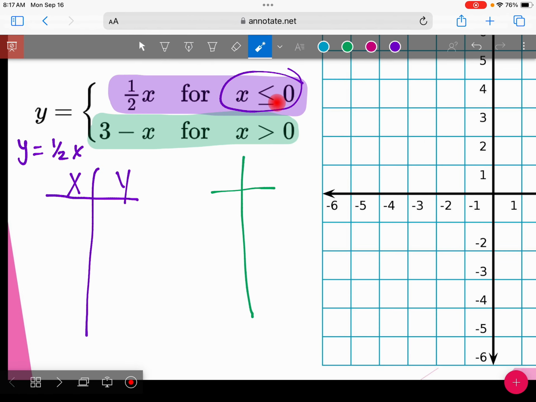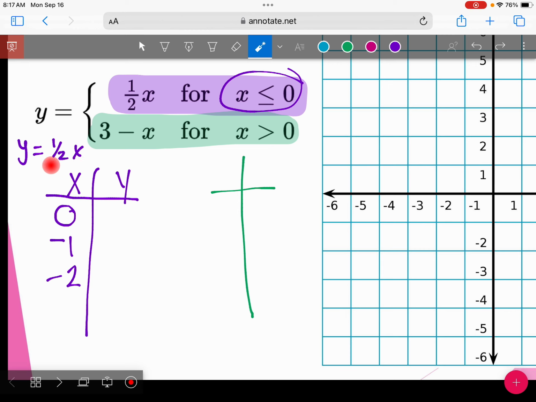Is 1 less than or equal to 0? What numbers are less than or equal to 0? 0, -1, -2. You can do -3, -4, -6. When we substitute that 0 in, because my x's need to be less than or equal to 0.